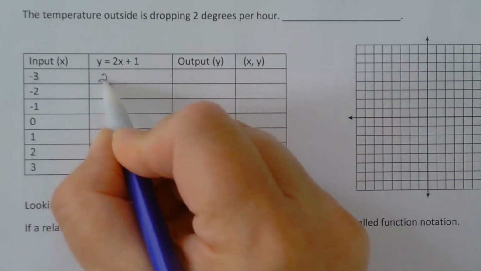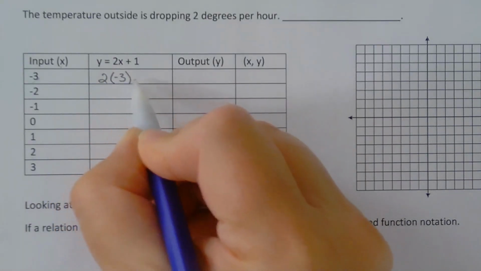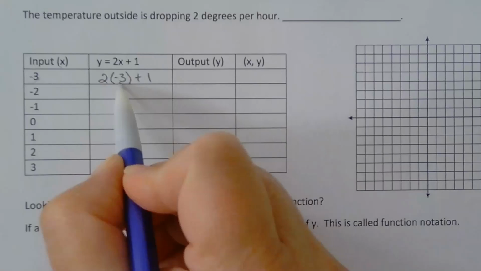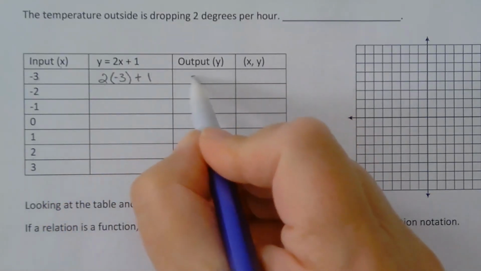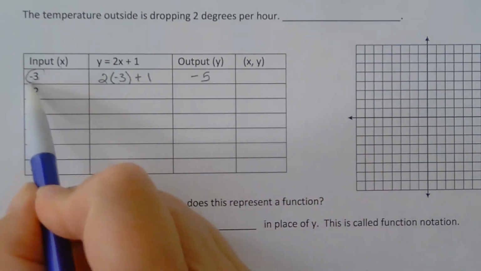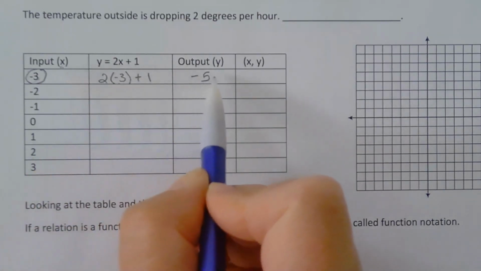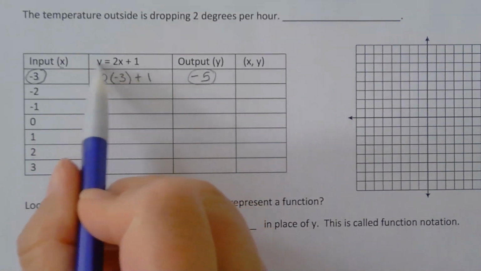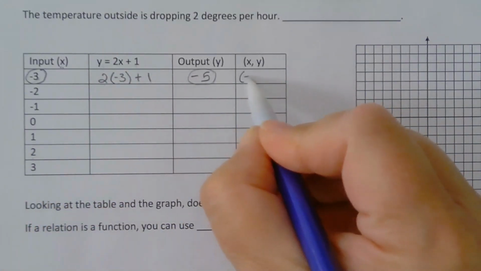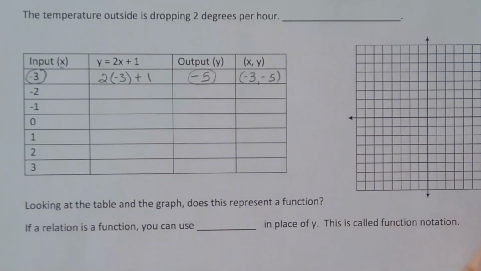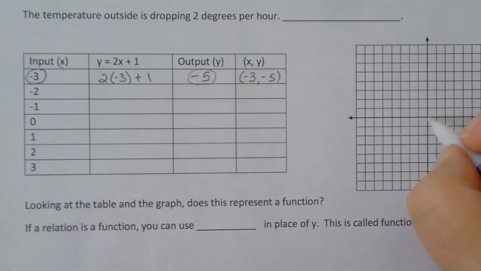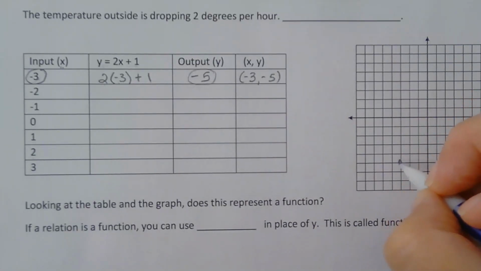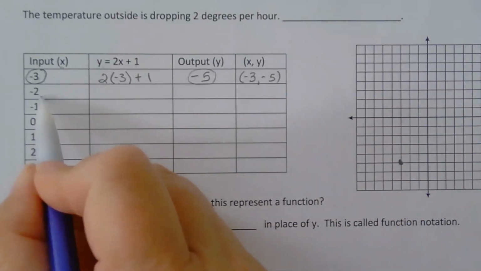So here I'm going to have 2 times x, but instead of x, I'm going to put -3, add 1. So 2 times -3 is -6, add 1 is -5. So when I put the number -3 in for x, I get out a y value of -5. This means that if I graph this equation, I will see the ordered pair -3, -5 on my graph. So let's go put this in, -3, -5, on the graph.